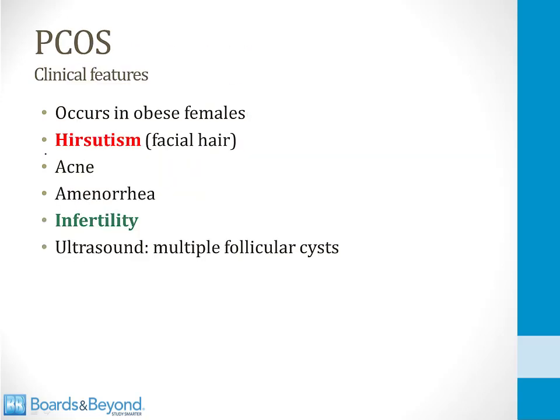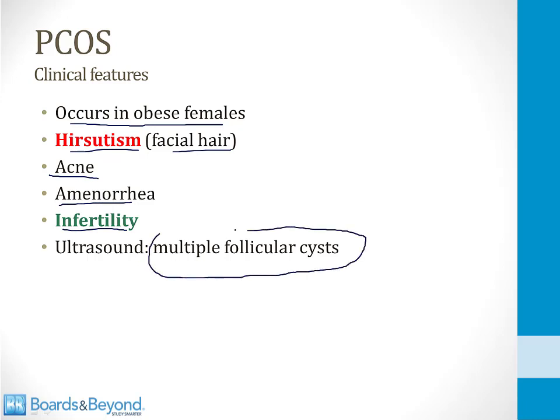So in this slide, I've summarized the clinical features, all of which were indicated on the last slide. This classically occurs in obese females. They develop hirsutism, which will present as facial hair. There is acne. They will have amenorrhea, and they are infertile. And on ultrasound, you will see multiple follicular cysts. These are follicles that fail to develop normally, and this is how the disorder gets its name, polycystic ovarian syndrome.